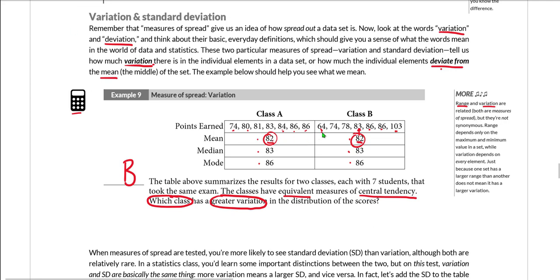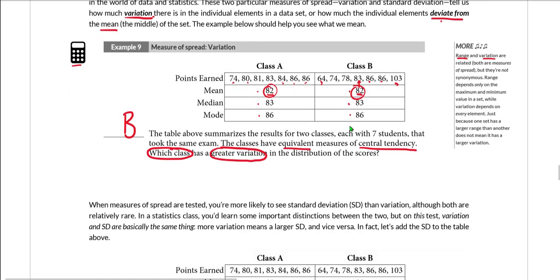They think that if a set has a bigger range, like class B does, then the set is going to have a bigger variation. They are very closely related. They are not, however, synonymous, so just be careful of automatically assuming that if a set has a bigger range, it also has a bigger variation. That will not always be true.